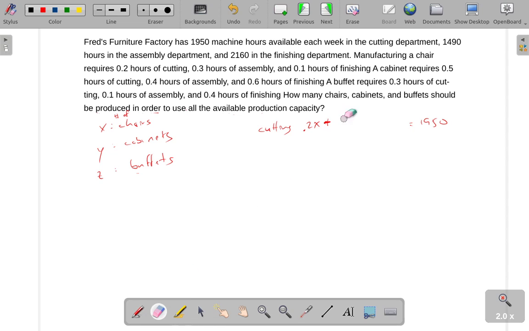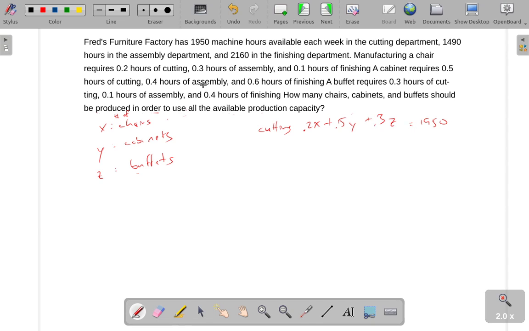Then I'm going to be adding that, because then I would figure out how much time needs to be spent on these. Each cabinet requires 0.5 hours. And each buffet requires 0.3 hours in the cutting. We'll do this for the other ones as well.